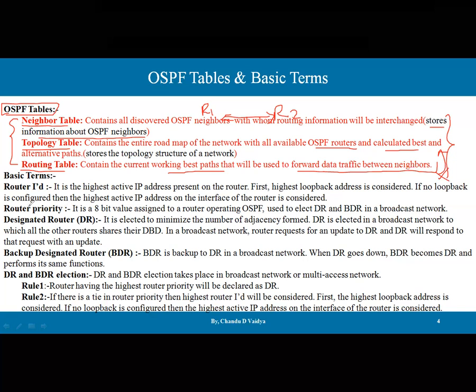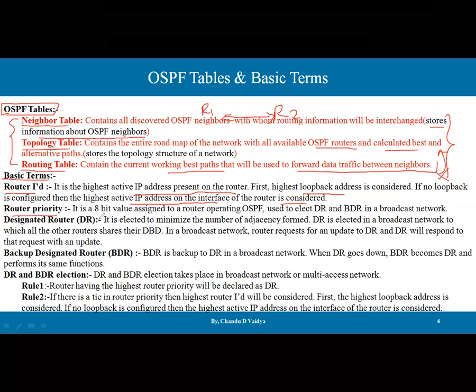Then there are basic terms, guys. The very first basic term is the router ID. It is the highest active IP address present at the router. First, the highest loopback address is considered. If no loopback address is configured, then the highest active IP address on the interface of the router is considered. So there will be two IDs. So what will the router ID be? The highest IP address. Very first we have a loopback address, and if no loopback address is set, then the highest IP address on that interface is going to be considered.